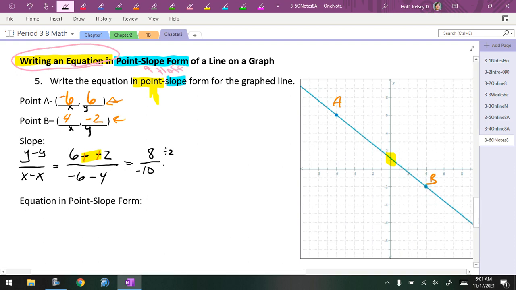And I can also divide by 2. So I'm moving that negative up. 8 divided by 2 is 4. 10 divided by 2 is 5. I can't reduce anymore. So that's my slope here.